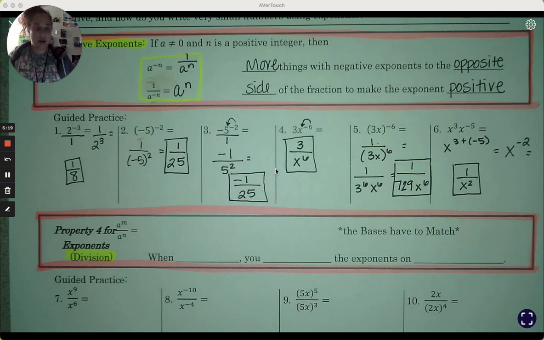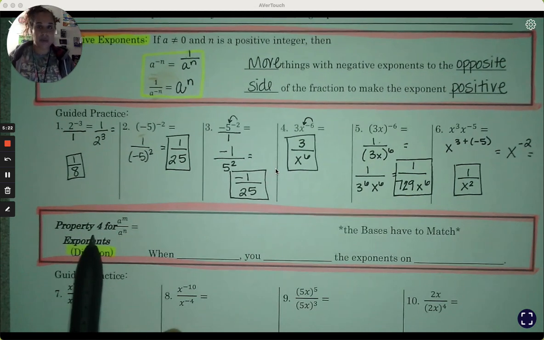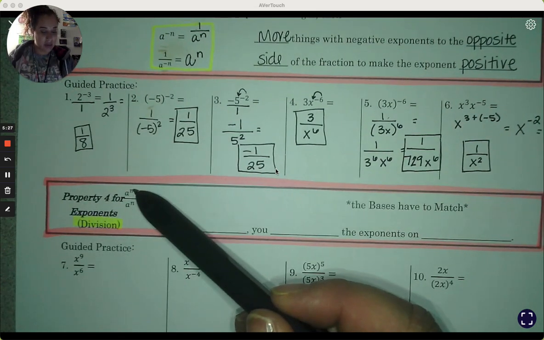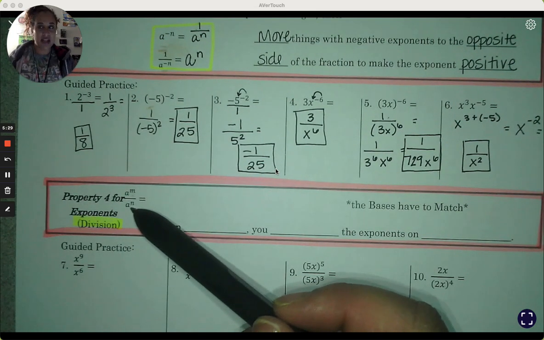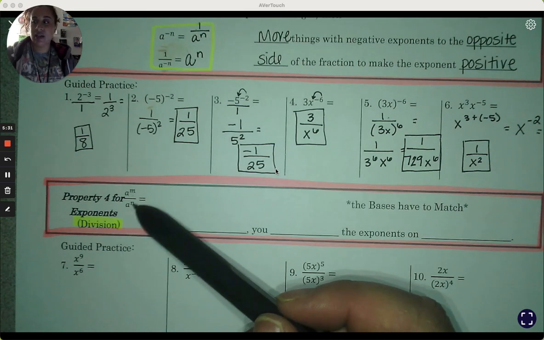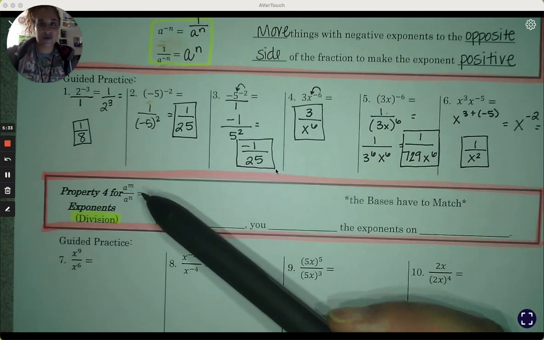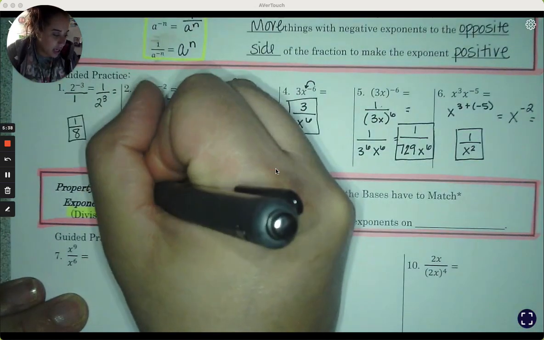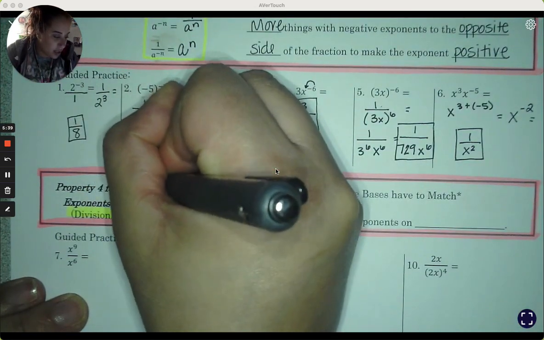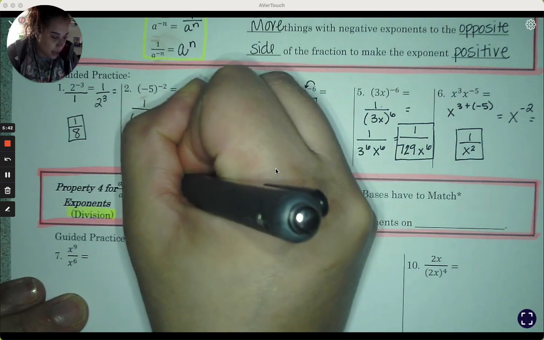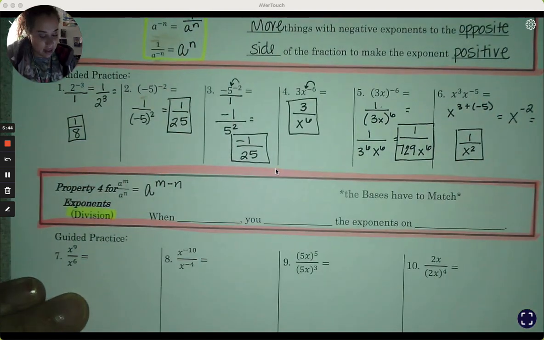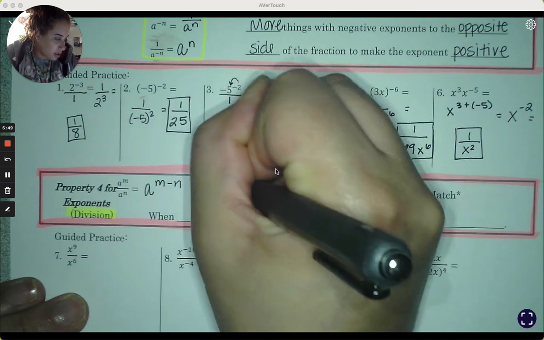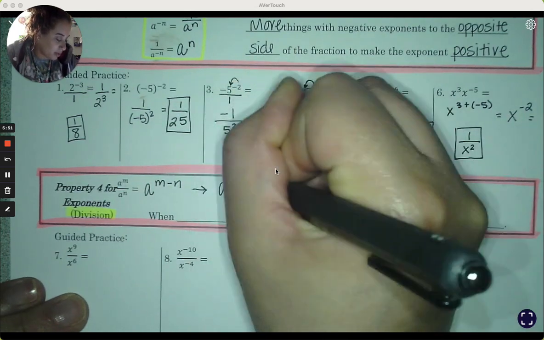All right? So looking at property 4 of exponents, if we have a to the m power divided by a to the n power, remember I told you if we're dividing, we're probably subtracting somewhere. So we're going to take a to the m minus n. All right, and that's the same thing, top minus bottom.